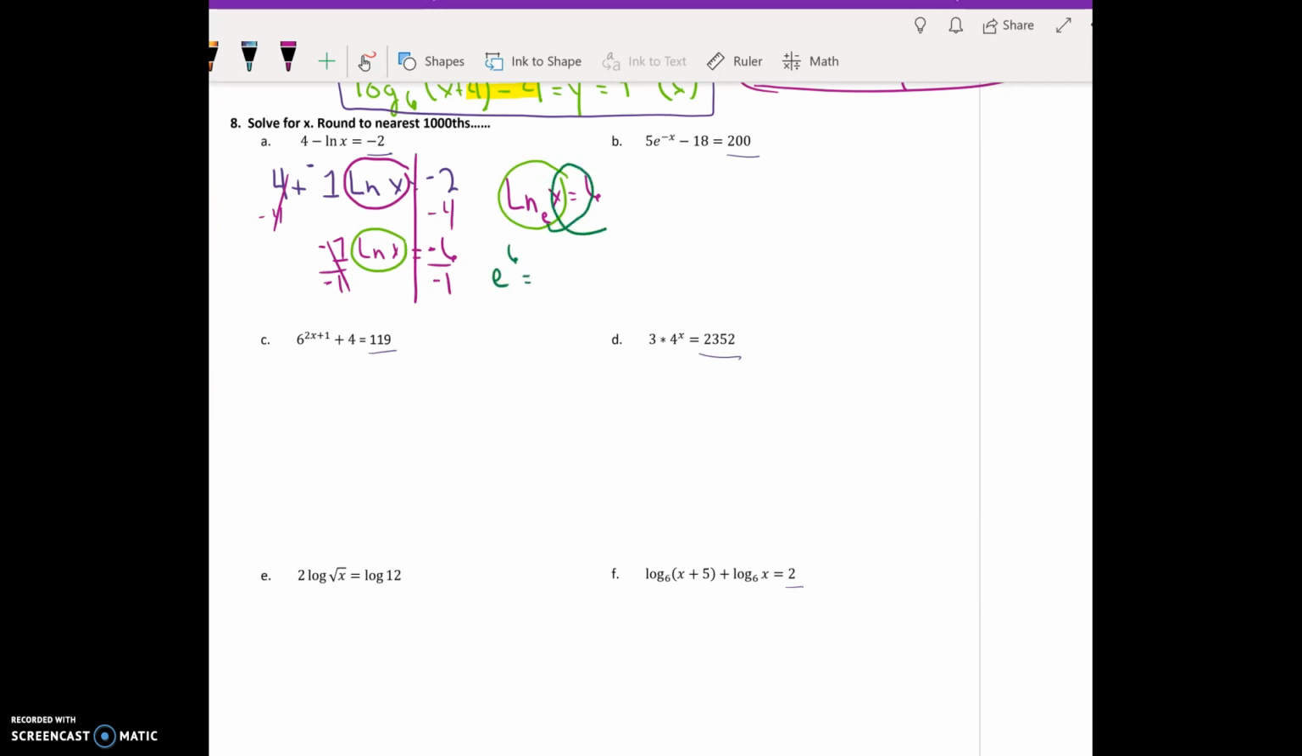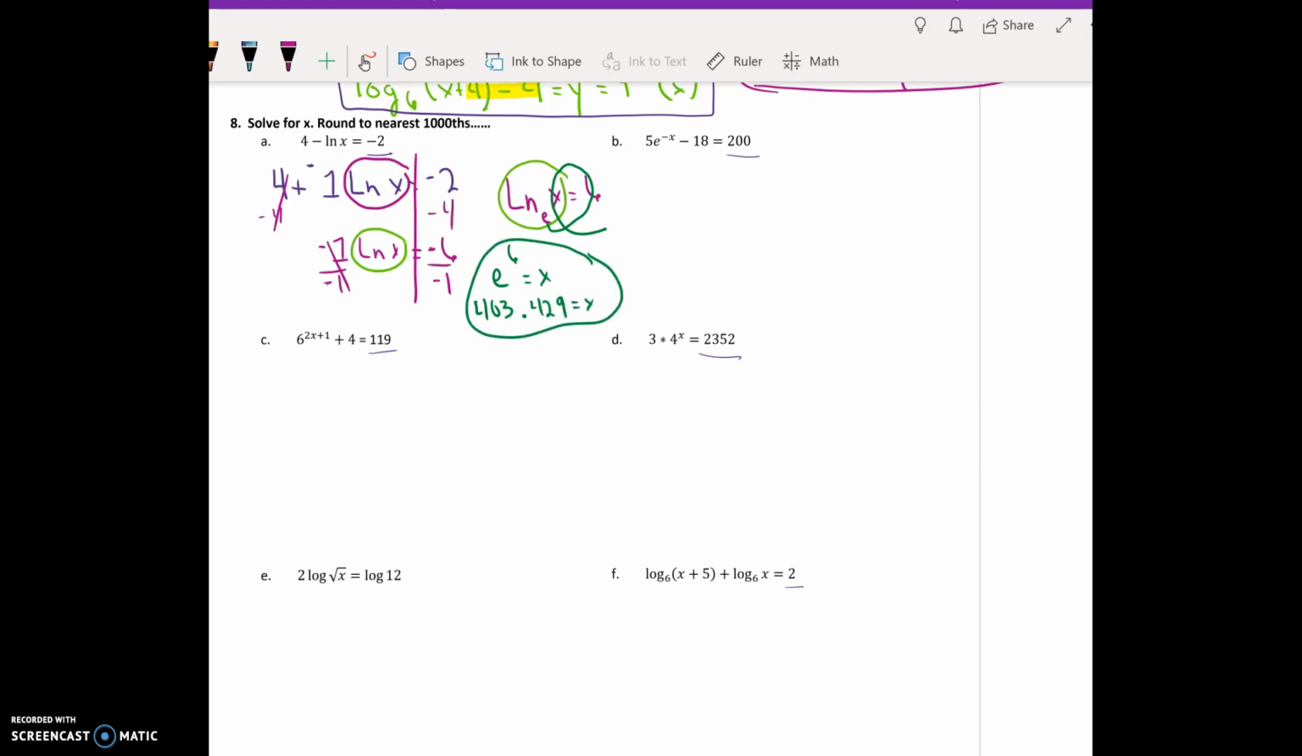So whatever e to the 6th power is, let's see, did I write that down? I've got to get to the right page. Hold on one second. Yeah, it is about, the directions say to the nearest thousandth, 403.429. That is x. If you want to just leave it as e to the 6th, you could also do that. I think that would be fine.